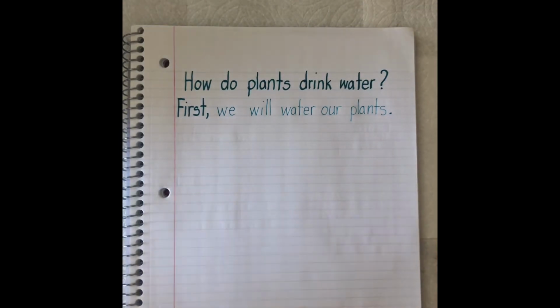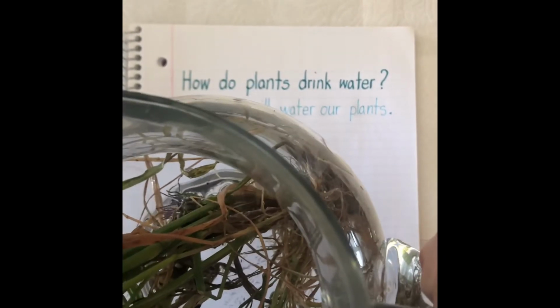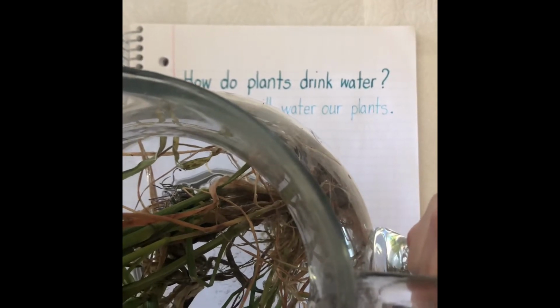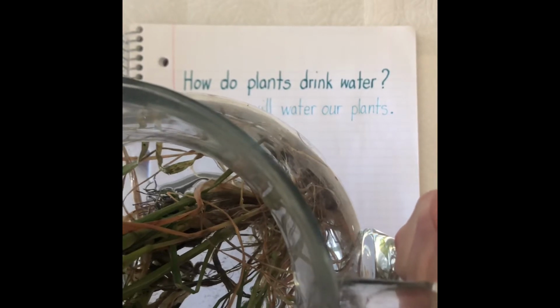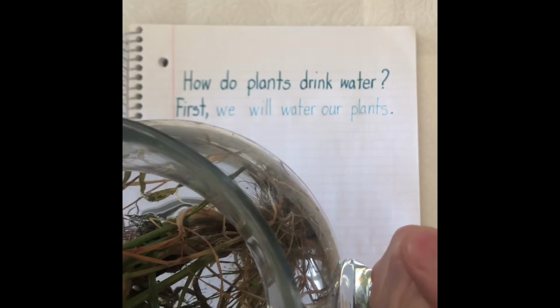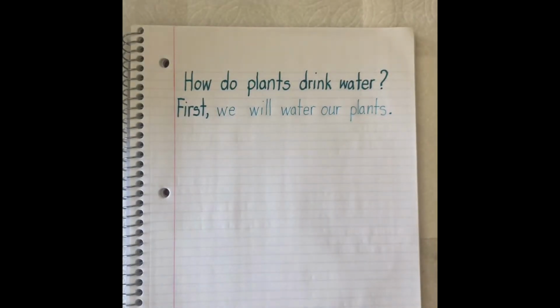Now, here are my plants, and they are already in water. I'm not going to water them with the water from the watering can. My plants that I found on my walk are in water. The problem is, I can't see how they're drinking it. This is rather difficult to imagine. But if I'm growing plants, first, I need to water them if I want them to drink.